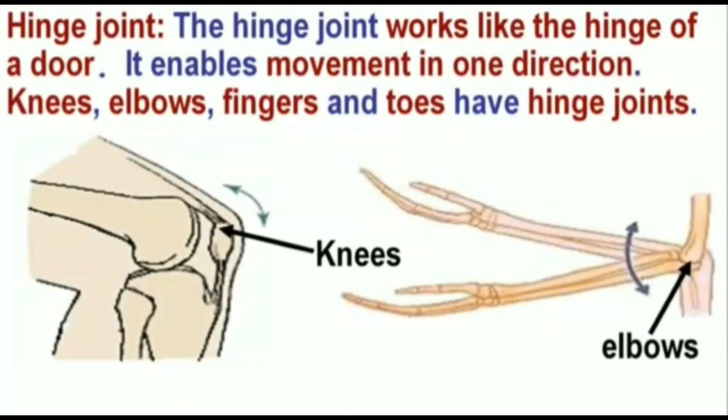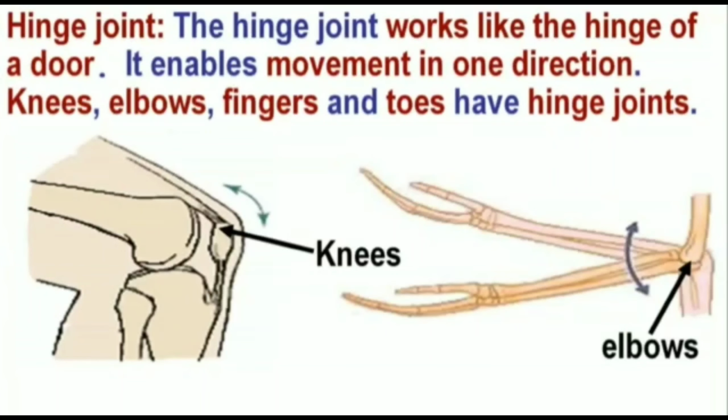As the name suggests, this hinge joint works like the hinge of a door. It enables movement in one direction. These joints allow movement in a back and forth direction. The bones in the elbow, knees, fingers and toes all have hinge joints. The next type of movable joint is called the ball and socket joint.